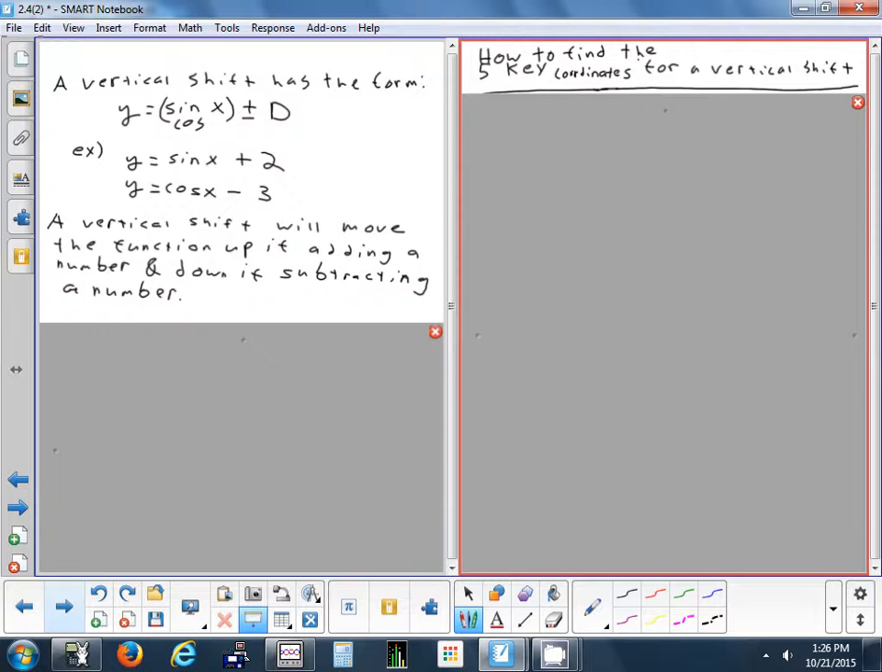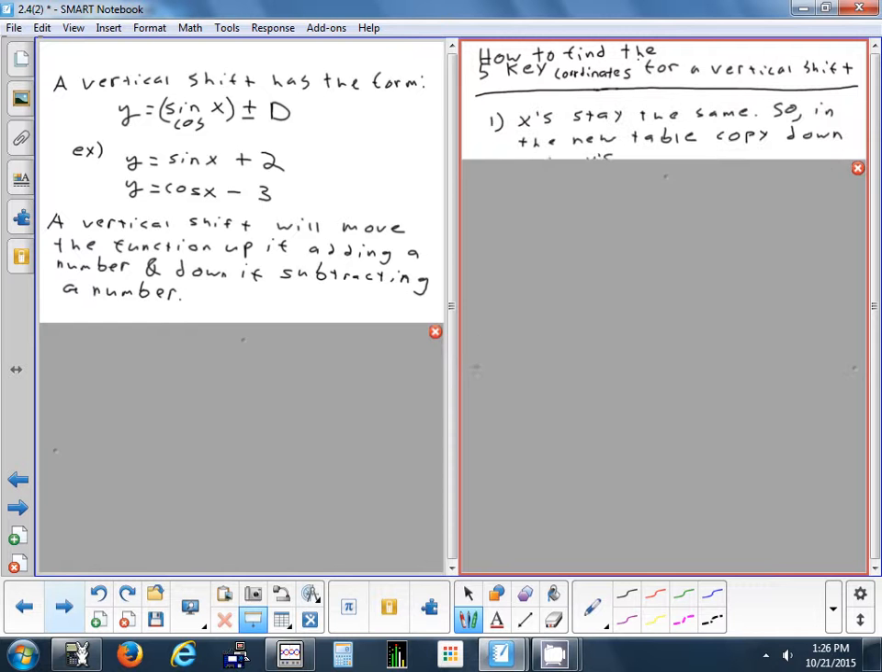So this step we've seen so far with every type. We're going to find where the 5 key points move to. Something's going to change, something's going to stay the same. What is going to stay the same if you're shifting up or shifting down? The x values are going to stay the same. We're shifting up and down. That affects y values. We are not shifting left and right. That was yesterday.